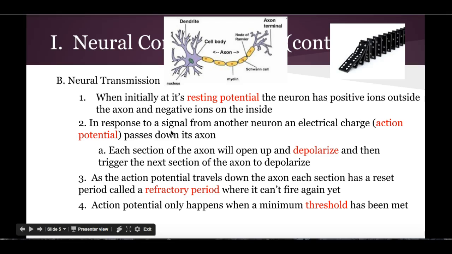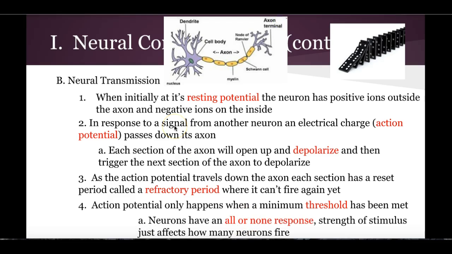So the action potential, though, only happens when a minimum threshold has been met. I have a certain amount of pressure that I have to put on that first domino to get it to move and trigger the rest of them. So there's a minimum amount of pressure. Same thing with the neurons. There has to be a minimum amount of stimulation to the dendrites in order to get the whole process started. Okay? And neurons have what we call an all or nothing response.